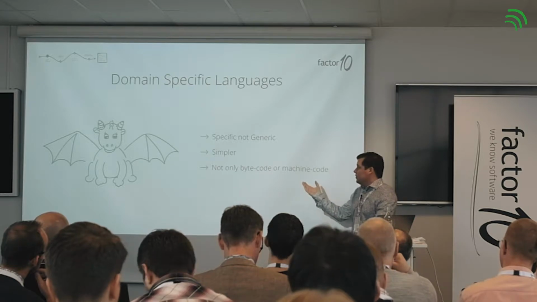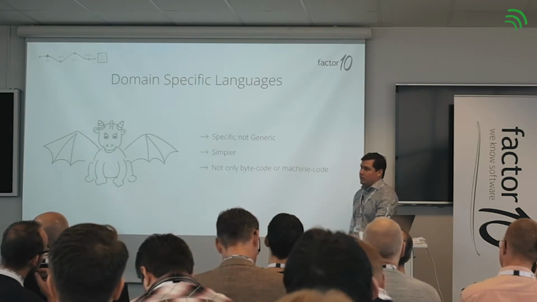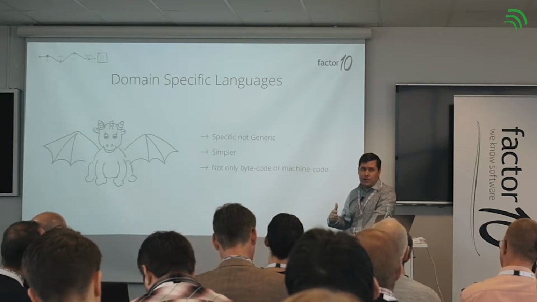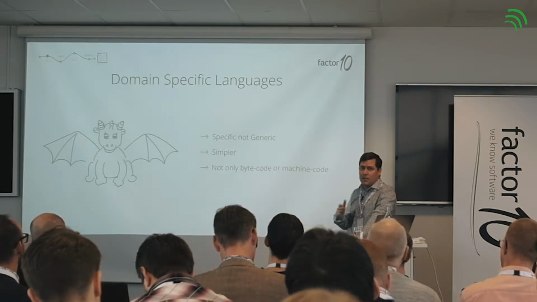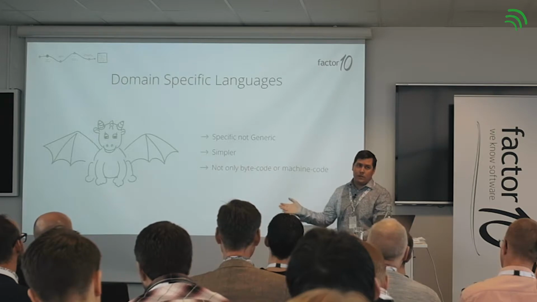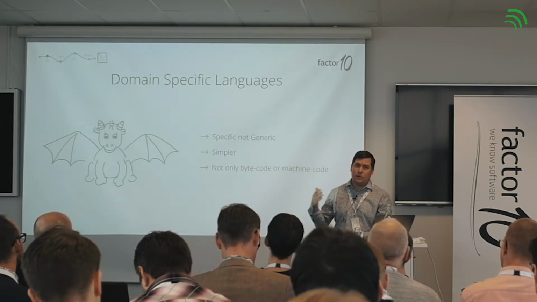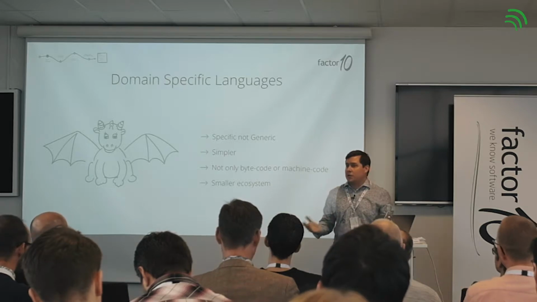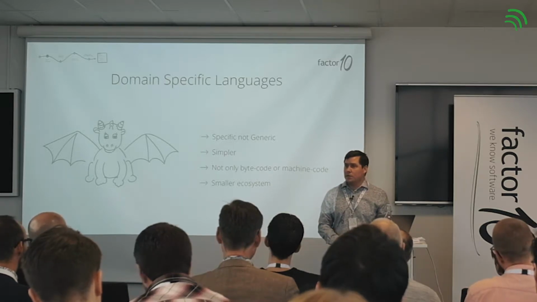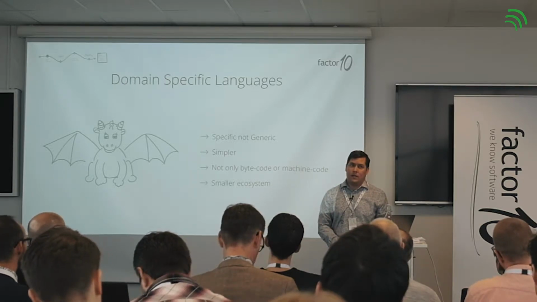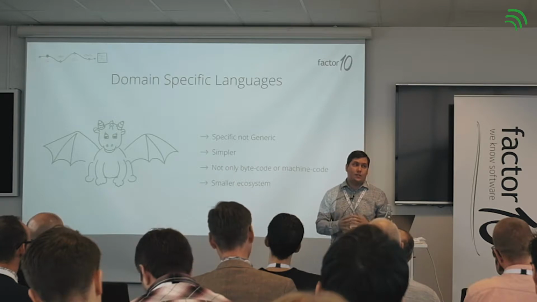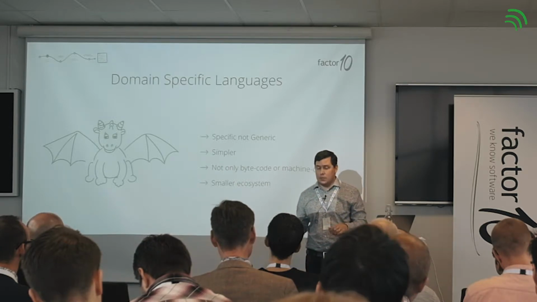You don't have to generate bytecode or machine code. Many DSLs transpile or transform into something else, maybe something on the same level of abstraction, just another format. So that's a lot easier than doing bytecode or machine code. You have a much smaller ecosystem. The users of your language and the chances of having libraries and things like that are often within your control as a company, or at least easier to control than a general purpose language.